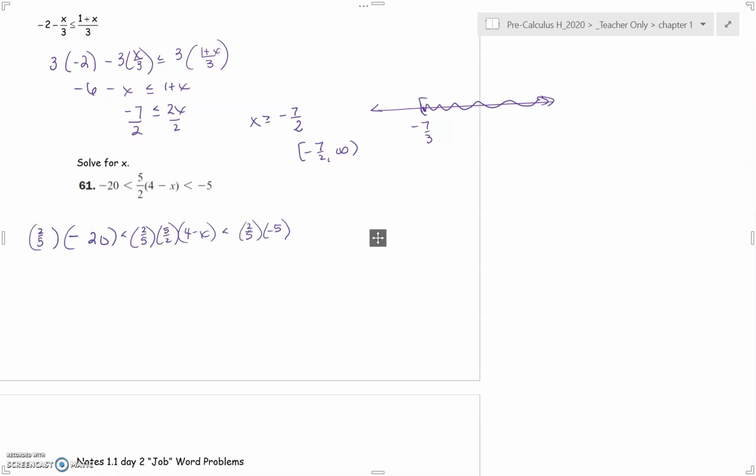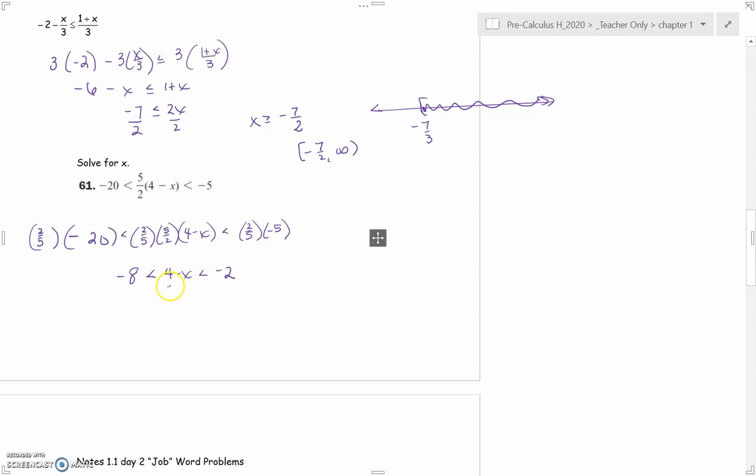Let's check that first step. Did you multiply every term by 2/5? So on the left side of the inequality, notice we have the 5 and the 20 cancel out, and we have negative 8 because 4 times 2 is 8. Then the 2/5 and the 5/2 cancel out, and we end up with negative 2 over here on the right.